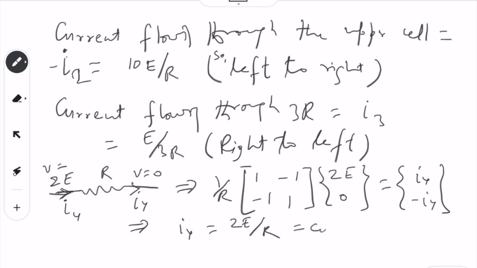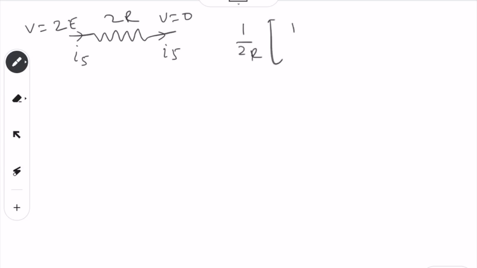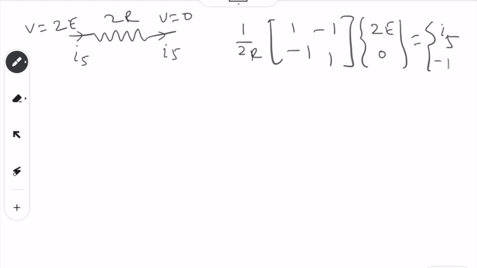This is equal to the current flowing through R. Similarly, you can do the same analysis for the current flowing through 2R. Let us call this I5. You have V equal to 2E here, and V equal to 0 here. So the equation will be 1 over 2R, 1 minus 1 minus 1 1, multiplied by 2E 0, equal to I5 minus I5.